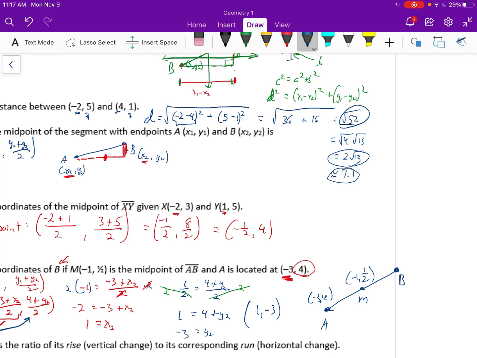Well, we can travel to M by going from negative 3 to negative 1. So from -3 to -1 is 2 units. So we want to keep going 2 more units to get to B. Well, 2 more units from -1 would be at 1. And then vertically, 4 to 1/2, that's 3.5 spaces apart. So if we kept going, subtract 3.5 again. So 1/2 minus 3.5 would be at -3. And there we have that point once again.